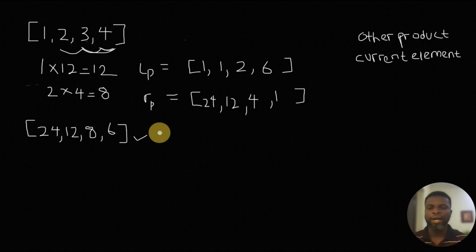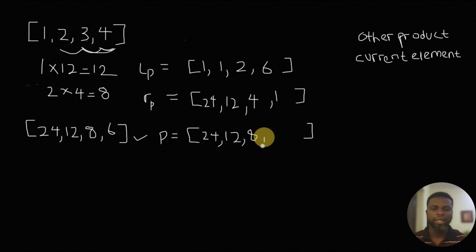Now I'll create another array called products, and the element of this product array would be the product of each element in the left product array times the corresponding element in the right product array. So for the first element of the product array, it will be 1 times 24, which is 24. The second element will be 1 times 12, which is 12. The next element is 2 times 4, which is 8. And the last element is 6 times 1, which is 6. And this is identical to the array we are supposed to return.